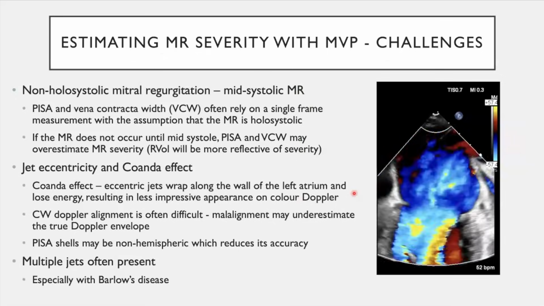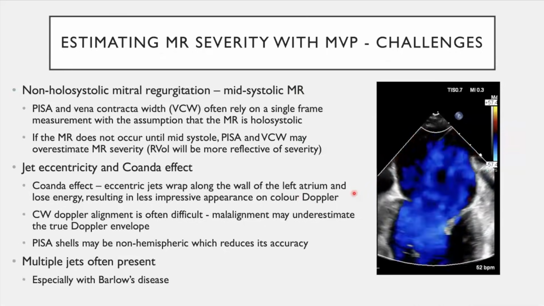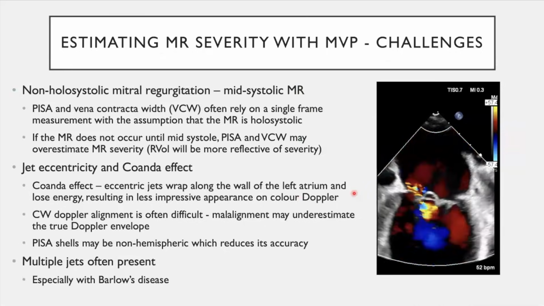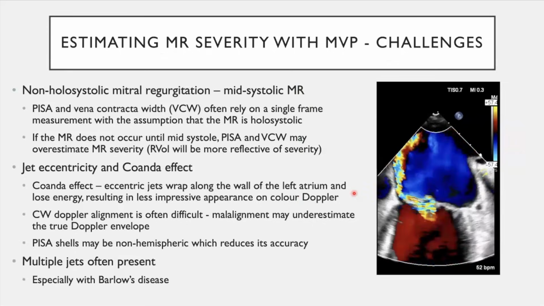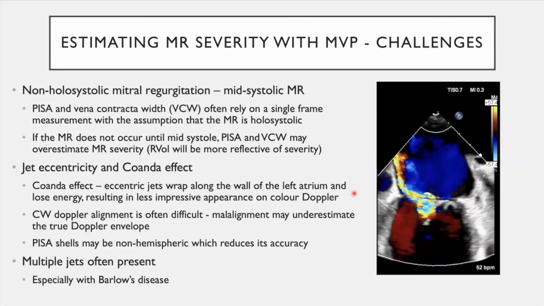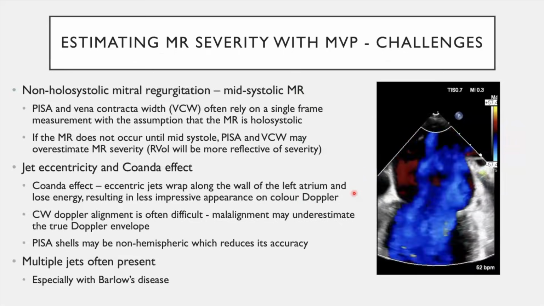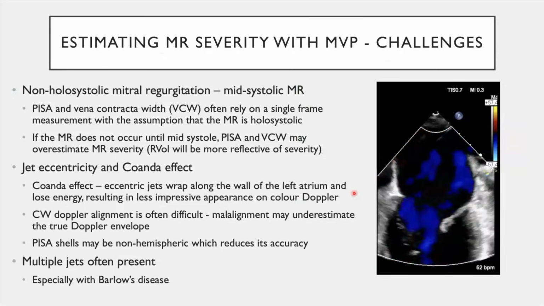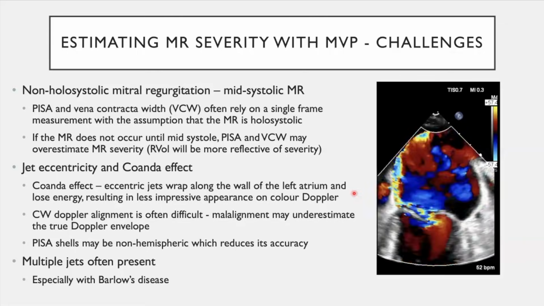When it comes to estimating MR severity with mitral valve prolapse, we see some unique challenges. The first challenge is that mitral valve prolapse often leads to non-holosystolic mitral regurgitation. Usually the regurgitation occurs when the prolapse is at its peak, and therefore you get mid-systolic MR. Classic methods to quantify MR, including PISA and vena contracta width, often rely on a single frame measurement with the assumption that the MR is holosystolic. So if the MR does not occur until mid-systole, the PISA and vena contracta may overestimate the MR severity.